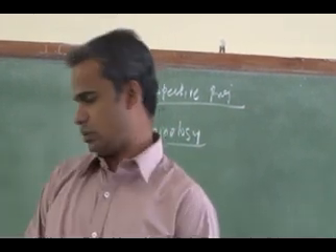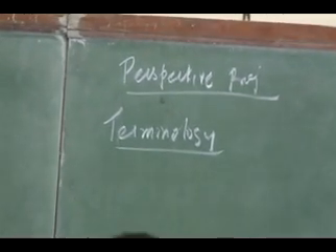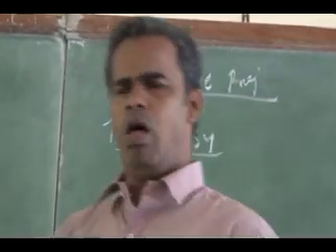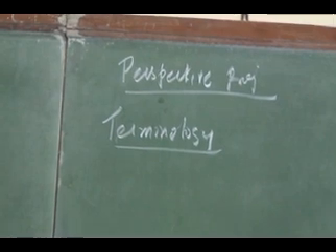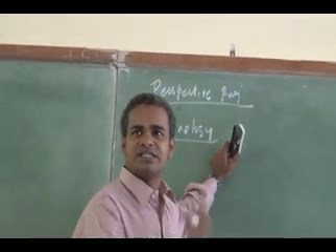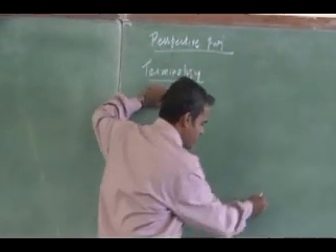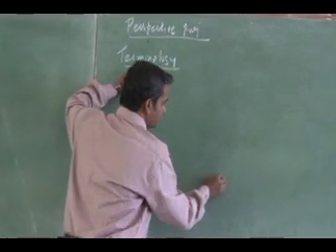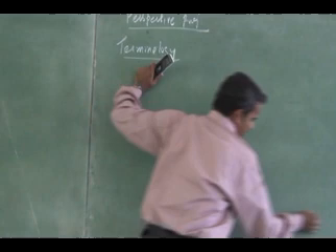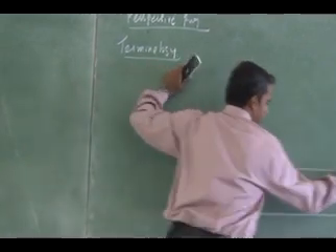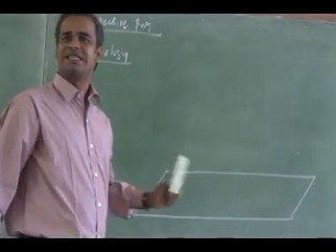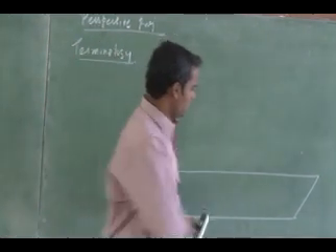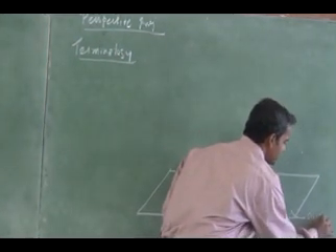Let us look at the setup. In perspective projection, similar to orthographic projection, listen all of you, try to visualize in a three-dimensional manner. I will have a horizontal plane. Look at this. This is a flat horizontal plane, and it is normally termed in perspective view as the ground plane.